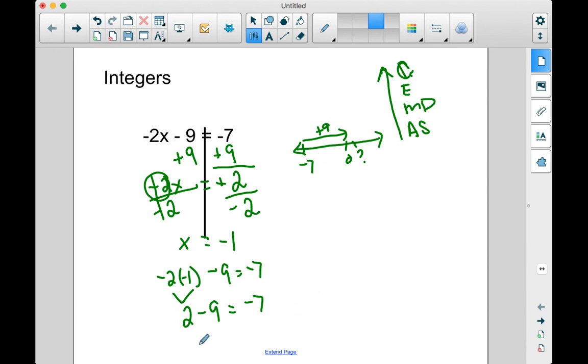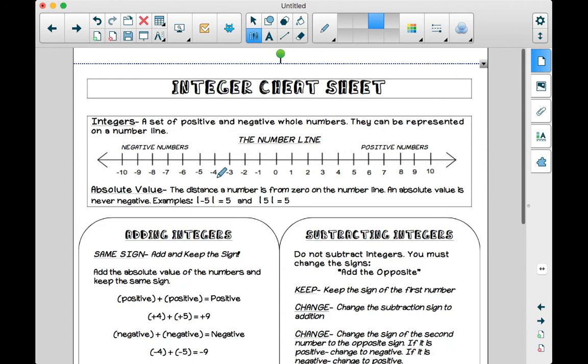Or this would be the same thing as saying 2 plus -9. Same signs add, different signs subtract. 9 minus 2 is 7. Keep the sign of the larger, -7. It works. Again, you really just need to review this integer cheat sheet. You need to check that one out.